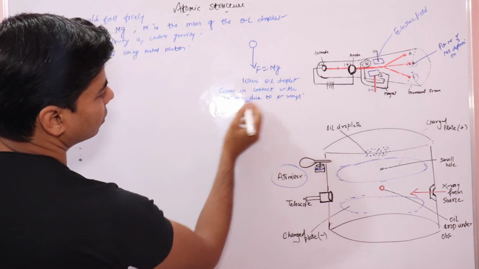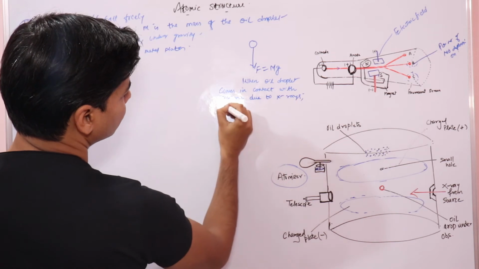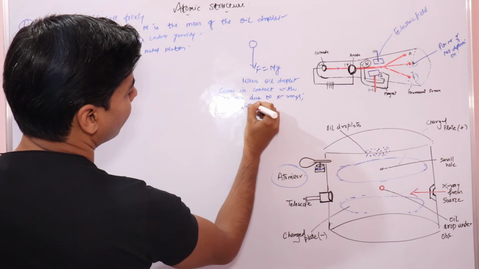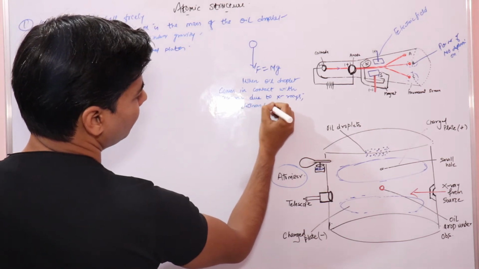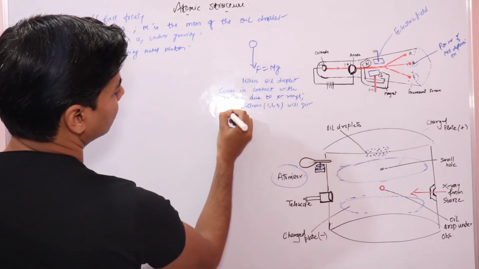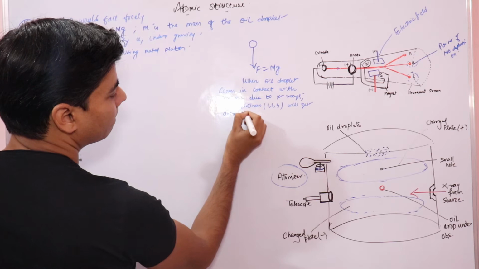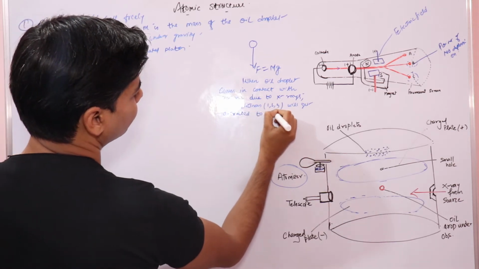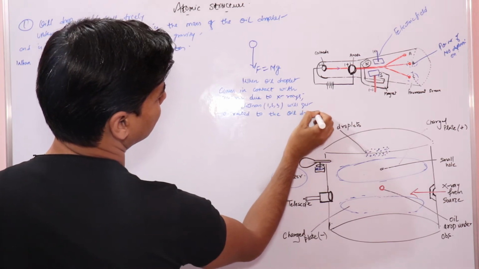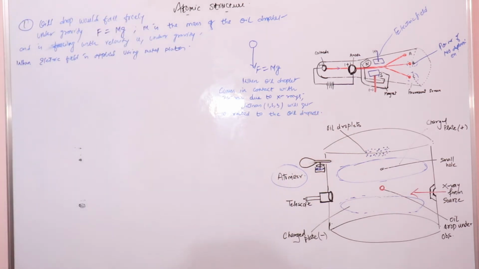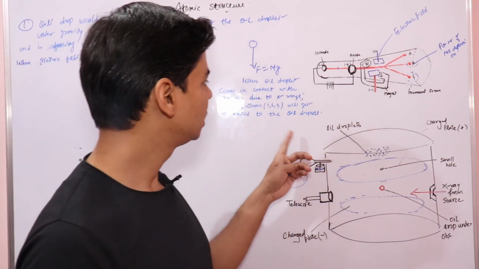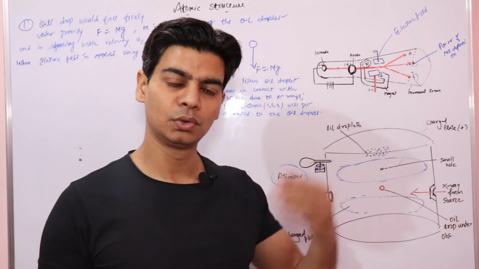When an oil droplet comes in contact with electrons due to X-rays, some electrons, maybe 1, 2, 3, will get attracted to the oil droplets, right? Now this oil droplet will become negative, since negative electrons are attracted to these oil droplets.